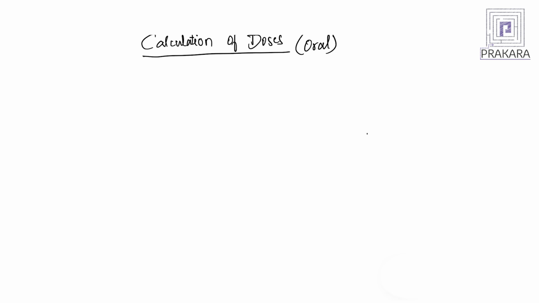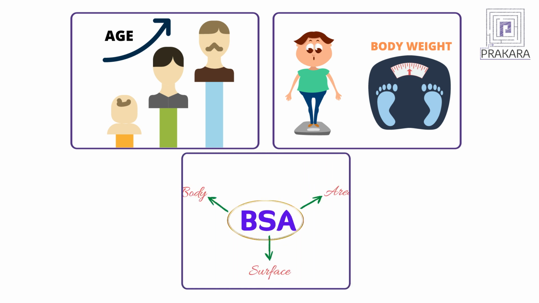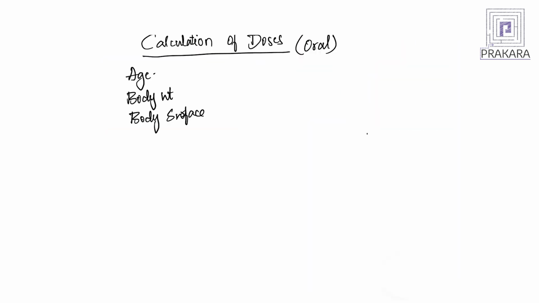of administration. For oral dose calculation, we take three factors into consideration: age, body weight, and body surface area. Considering these three factors, we have the formulae. We'll see how many formulae we have. First, we'll have a note of the formulae, and at the end, I'll give two examples so that you can understand how to calculate these doses.